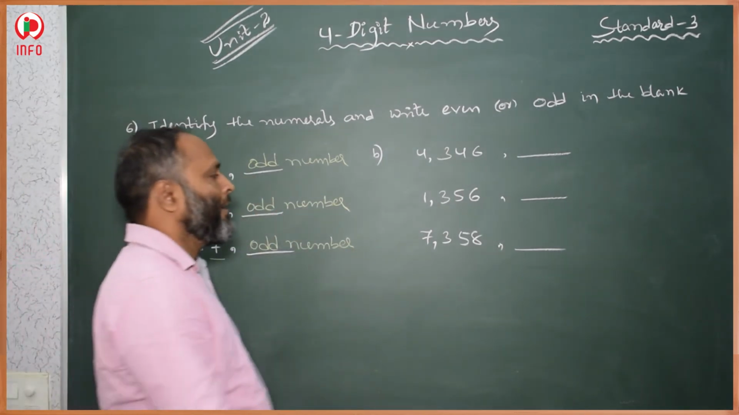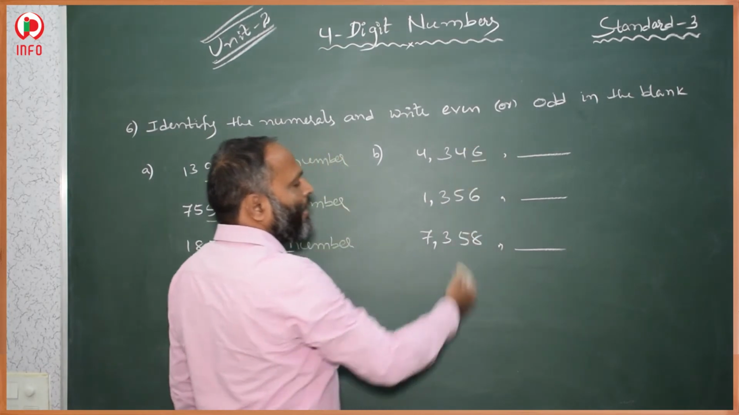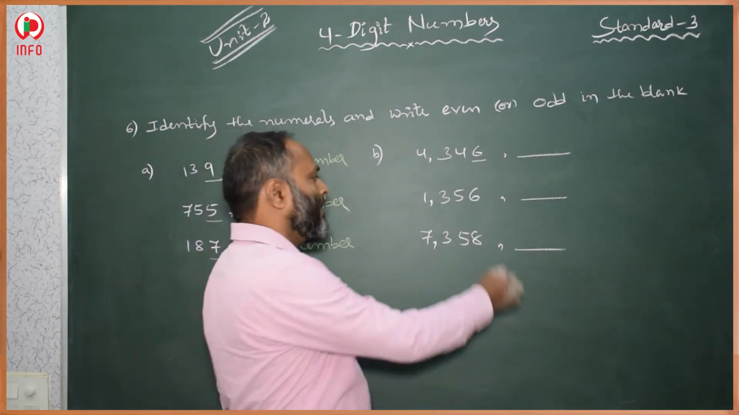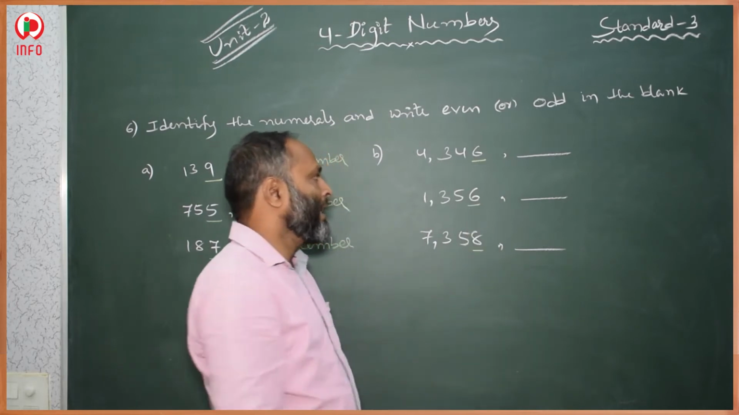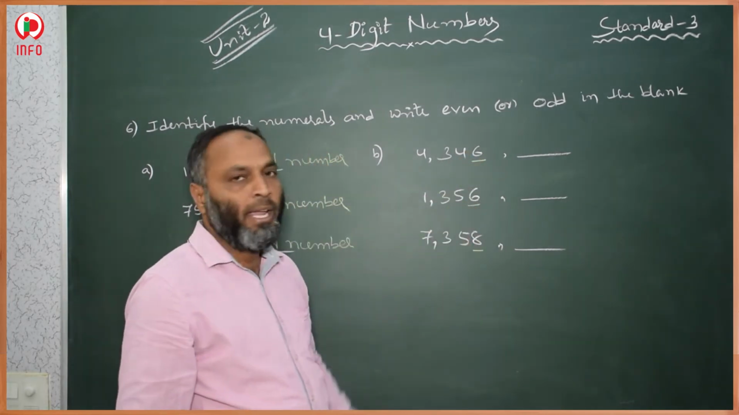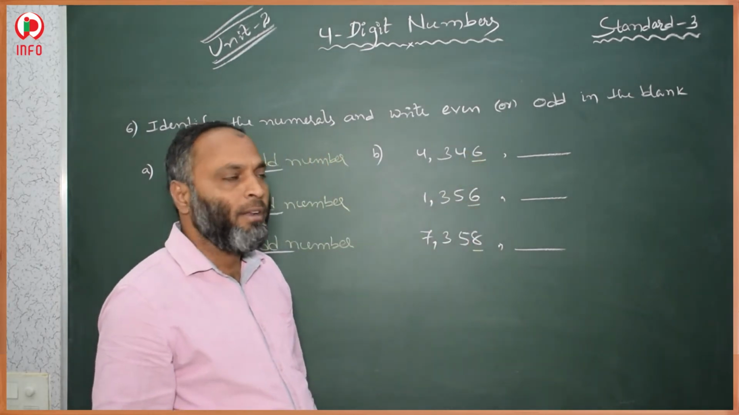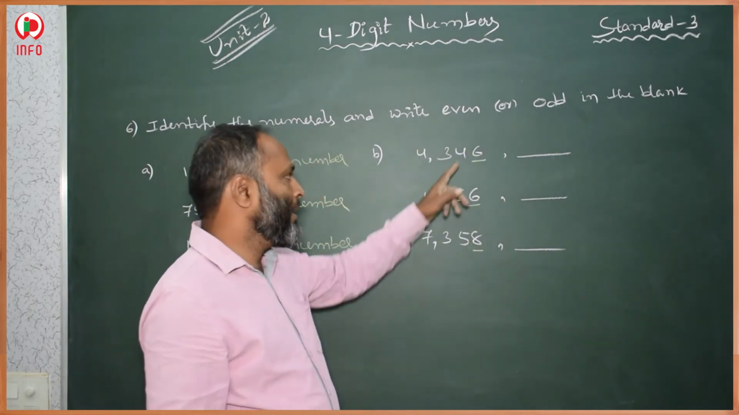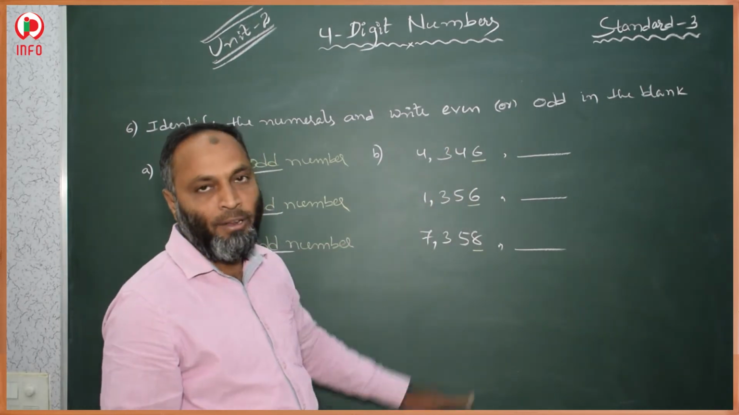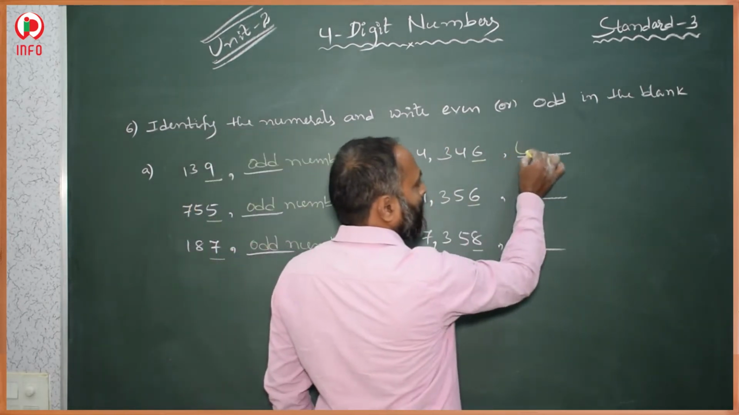In B bit, again it's the same method. Here in ones place 6 is there, and in ones place 6 is there, and in ones place 8 is there. 6, 6 and 8. These numbers are even numbers. Why? Because in the ones place we have even numbers. So these are even numbers.